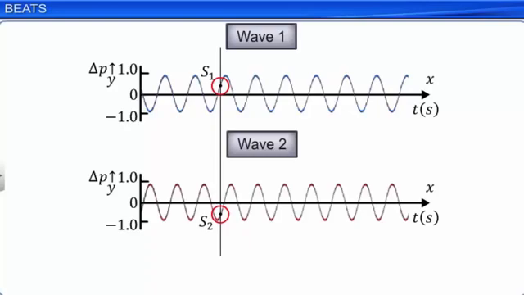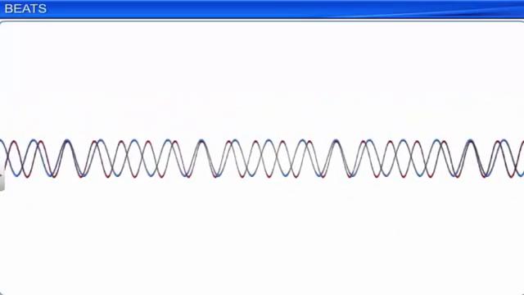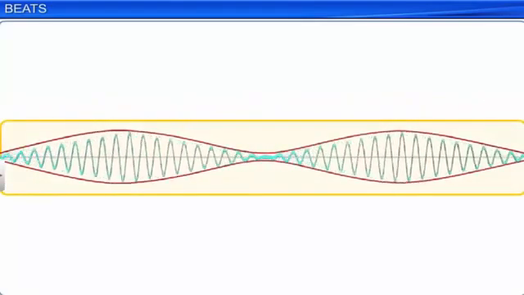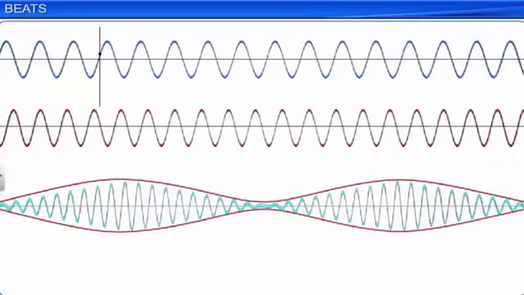According to the principle of superposition of waves, S is equal to S1 plus S2. S is the resultant displacement of the particles at a point due to the two waves. Let this be equation 1.